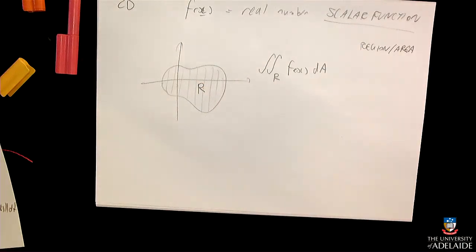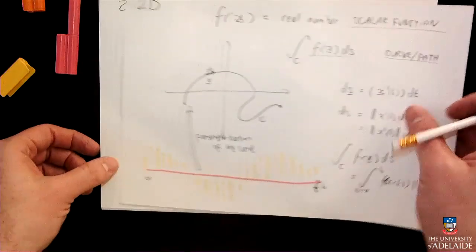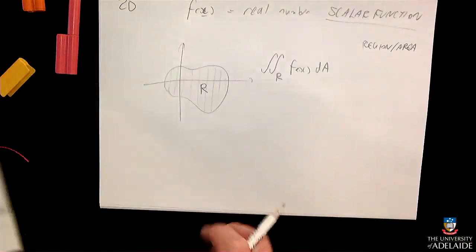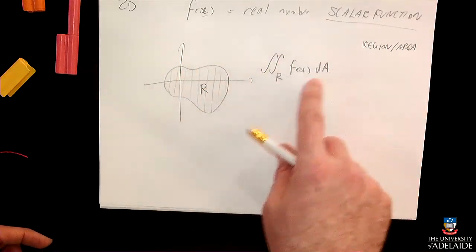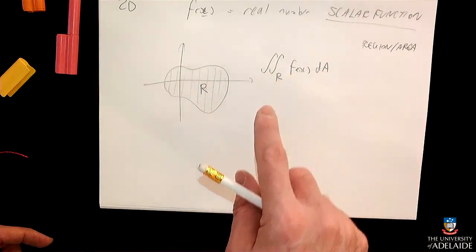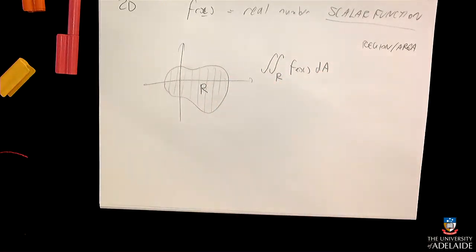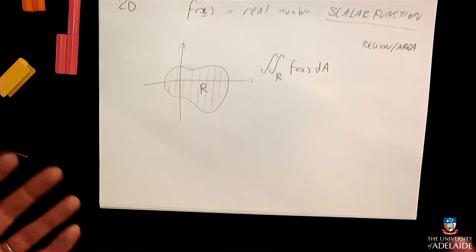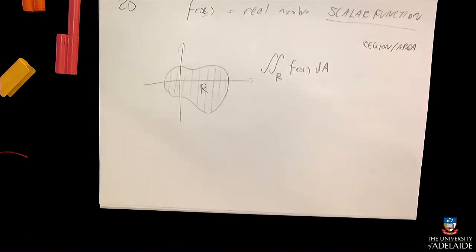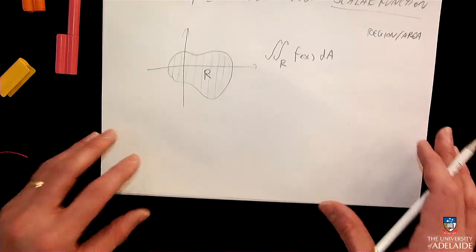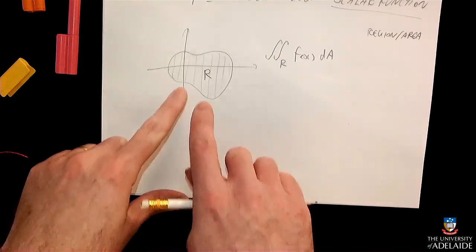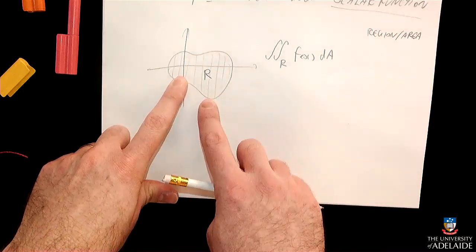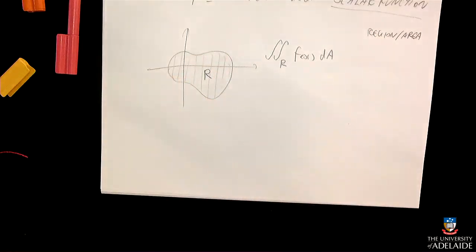Just the same as I did with my curve, I'm going to have to find a way of keeping track of where I am inside this region so that I can keep track of adding up all the little bits. And so I need to find ways of doing that. And that's technically a parameterization of the region. So I need to figure out, based on two numbers, where I am in here.